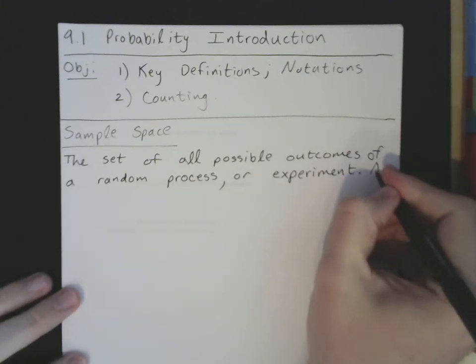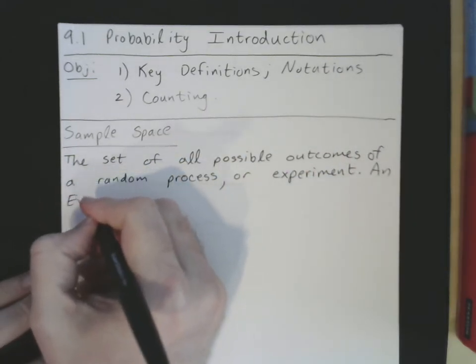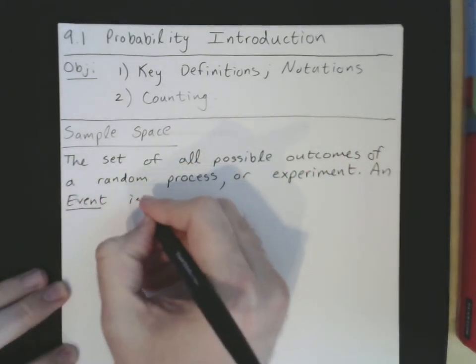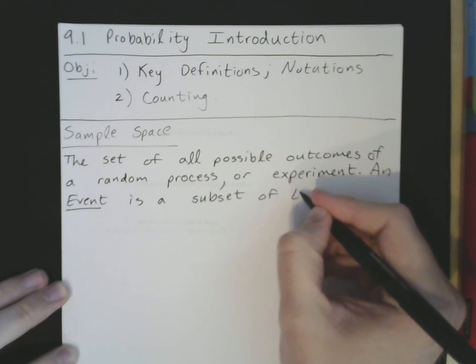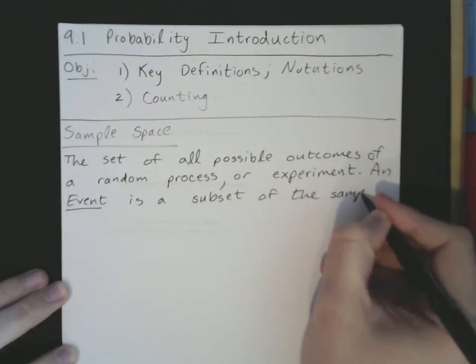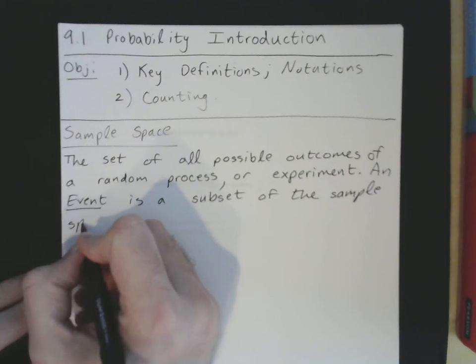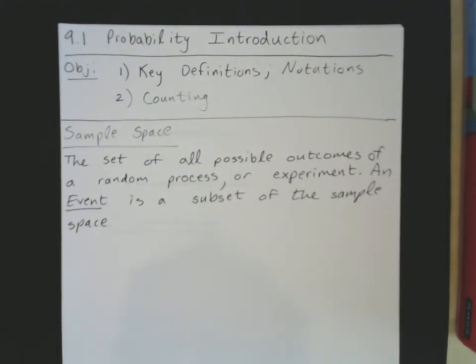An event is a subset of the sample space. So if you think about rolling a six-sided die, your sample space of outcomes is you can get a 1, a 2, a 3, a 4, a 5, or 6. Now, an event could be something like you roll an even number, and that would be satisfied if you hit 2, 4, or 6. And so that's your event. It's a subset of your total outcomes.